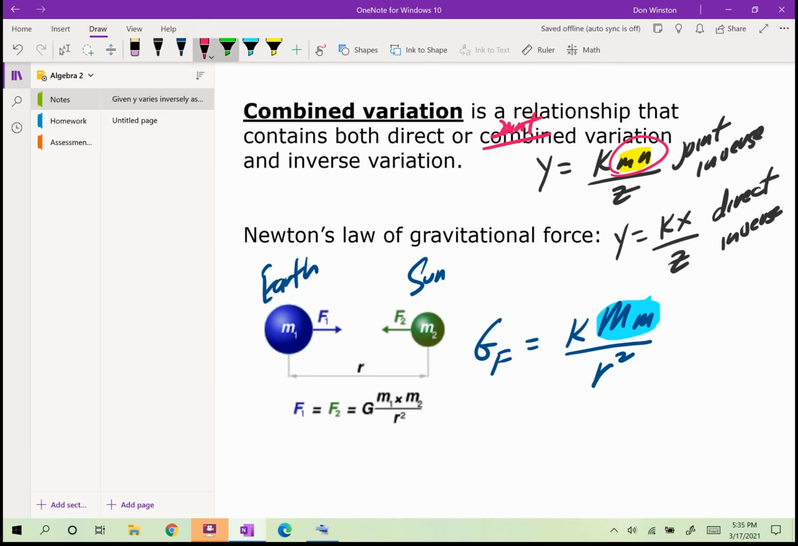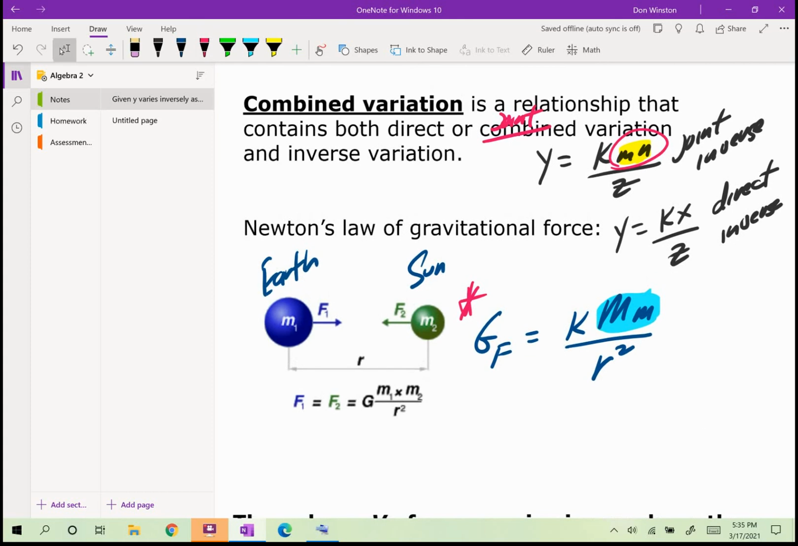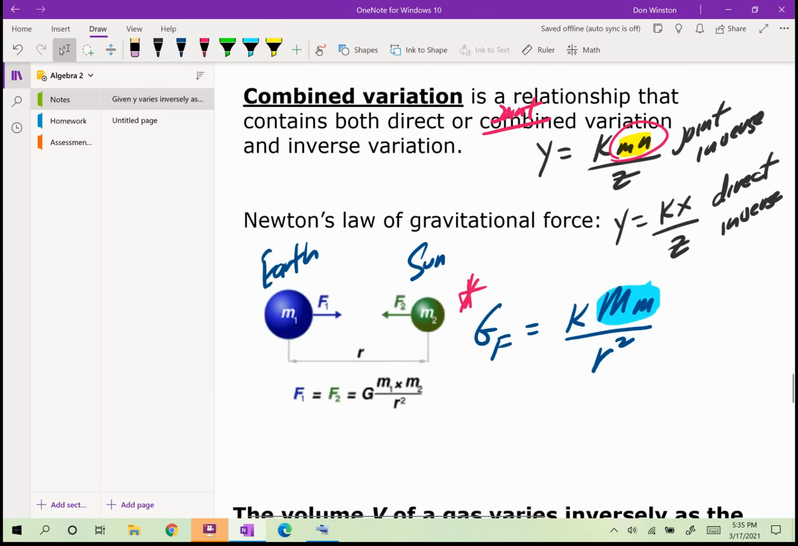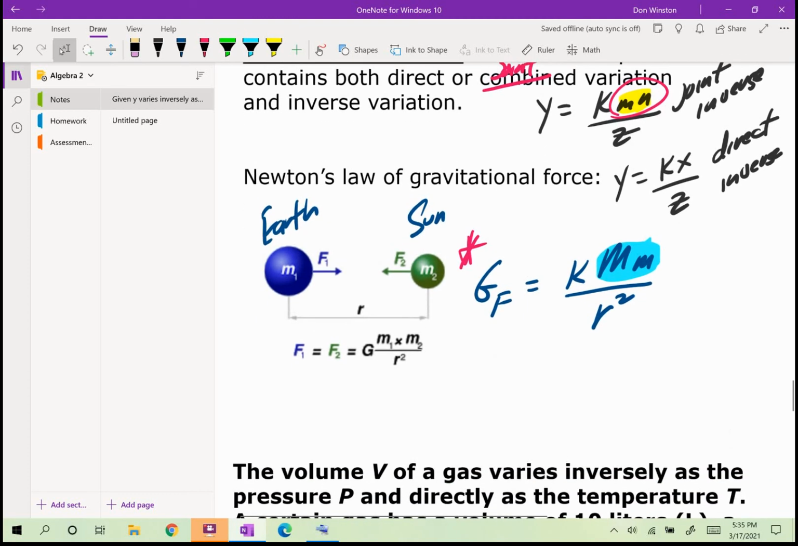All right, and I've always considered this the most important equation in the universe because that's the glue that holds the universe together. Without it, we'd be an asteroid. Okay, we would not exist. But the gravitational force is proportional to the product of the masses, the earth and the sun, divided by the distance between them. And it could be anything. It could be earth and the moon, or any two heavenly bodies. All right, a very good illustration of combined variation. Probably the most important combined variation you'll ever see because it explains our existence.